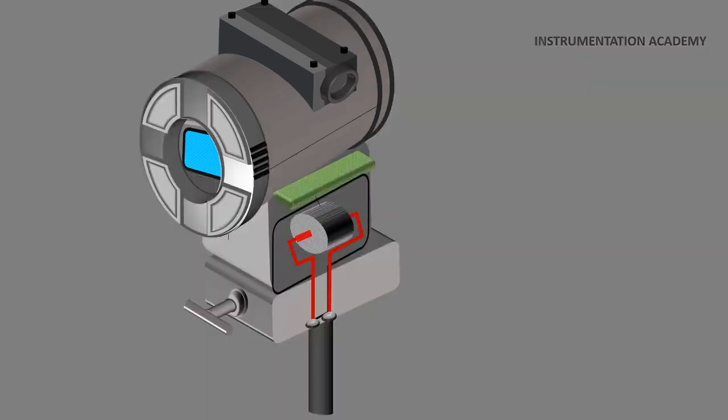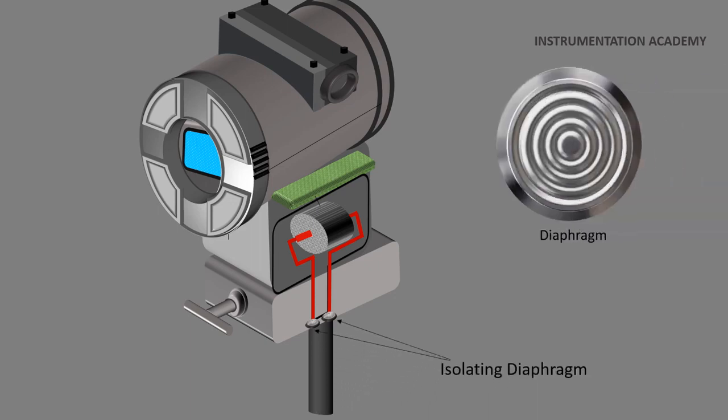Once a transmitter is installed in the line, the pressure measurement starts at the transmitter's isolating diaphragm, which is a thin flexible disc that is usually made of metallic or ceramic material. This is the part of the transmitter that comes into direct contact with the process medium. The concentric corrugations in the metal of the diaphragm allow it to easily flex with applied pressure.